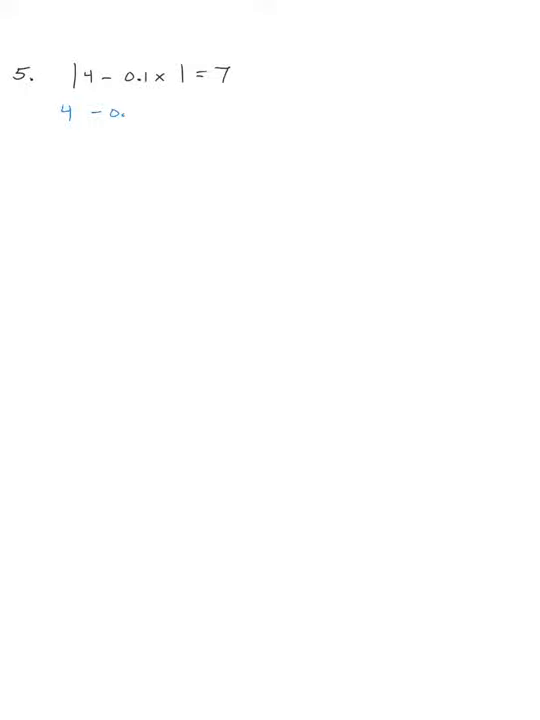So we have 4 minus 0.1x is equal to both negative 7 and positive 7. Subtracting 4 yields negative 0.1x is equal to negative 11, but it's also equal to 3. Here, to cancel the negative 0.1, I'm going to multiply both sides by negative 10. That'll cancel the negative and the 1/10. So I get x is equal to positive 110, but also negative 30.